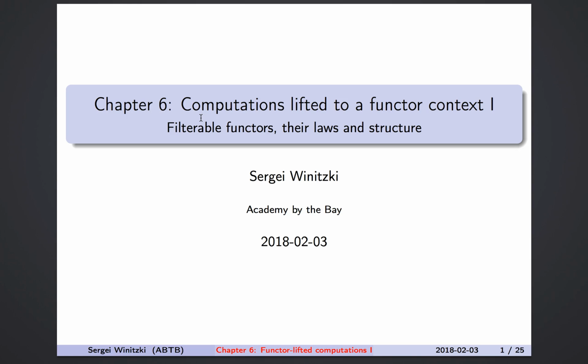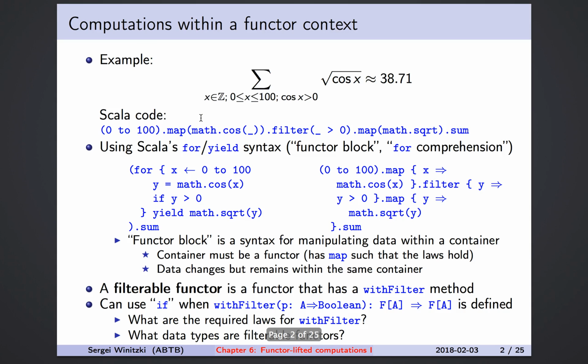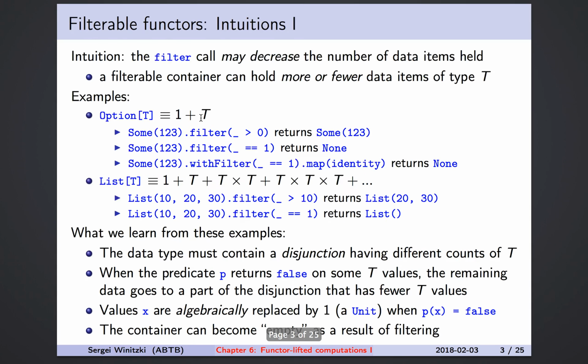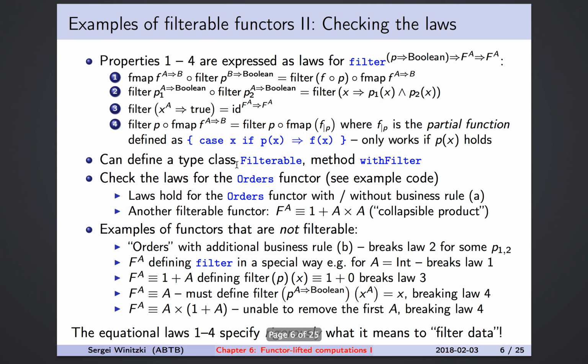This is part 2 of Chapter 6 of the Functional Programming tutorial. In Part 1 we considered filterable functors, starting from examples. We considered the syntax of the functor block, starting from the intuitive requirements that the if operations should satisfy. We derived the filter laws, and then we considered what types could be filterable or not filterable on examples.